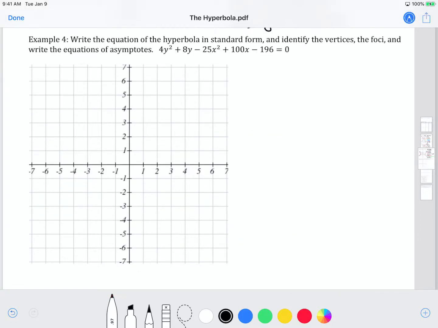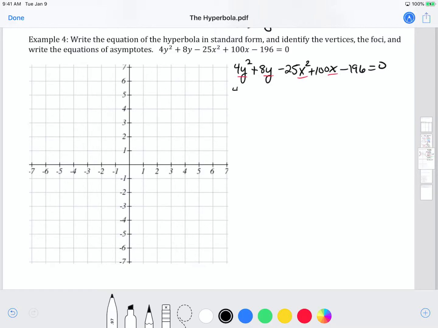Last example for finding the standard form of the equation, and for graphing, we've got 4y squared plus 8y minus 25x squared plus 100x minus 196 is equal to 0. Now notice I have y squares and y's in here, and I have x squares and x's in here. So for this one, we're going to have to complete the square. So just like the ellipse, we have to first pull out whatever coefficients in front of the x squared and the y squared. Then we're going to complete the square.